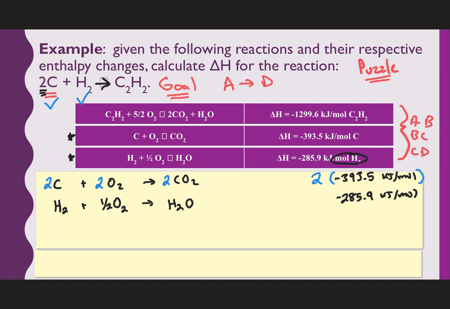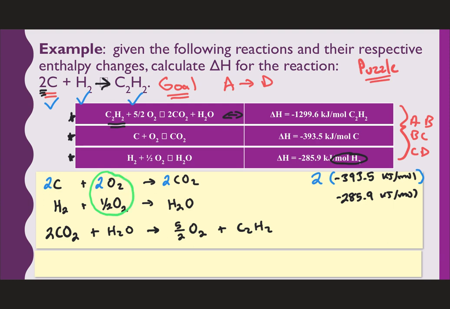The last one, I've got C2H2 on the right side. But I'll notice that I have C2H2 on the left side. So I need to reverse this whole reaction, which means I'll have two CO2s plus H2O yields 5/2 O2 plus C2H2. So let's check in on where we're at as far as balancing goes, because I do have my C2H2 in the right place. Everything else besides the goal reaction must cancel out. So let's check on those oxygens.